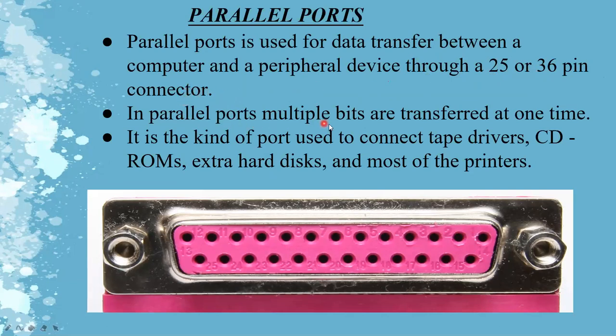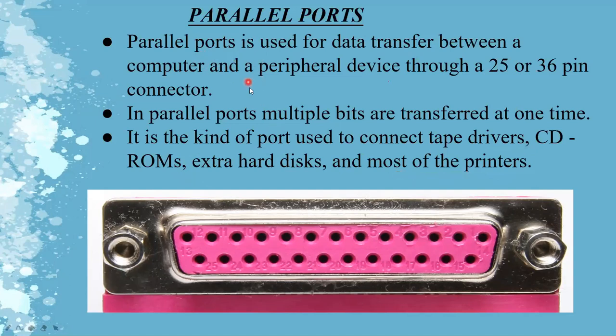In parallel port, multiple bits are transferred at one time. That's why it becomes faster, right? In serial port, we transfer one bit at a time, but in parallel port, we can transfer multiple bits at a time. It is the kind of port used to connect tape drives, CD-ROMs, extra hard disk, and most of the printers. Previously, we had the parallel port for printers, but nowadays everything is connected by USB ports. We have USB ports in different devices, right?